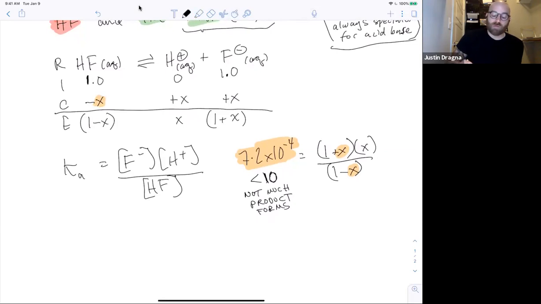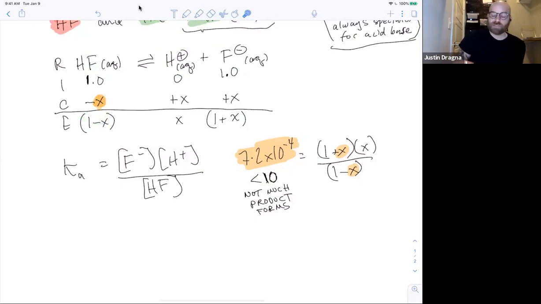We're starting out with 1 molar HF. And all we're saying is, this x down here, whatever we're losing here, once we come to equilibrium, we know this is going to be a small number because 7.2 times 10 to the minus fourth is less than 10. That means not a lot of HF is going to dissociate to form H plus and F minus. So 1 minus some extremely small number is going to be approximately 1.